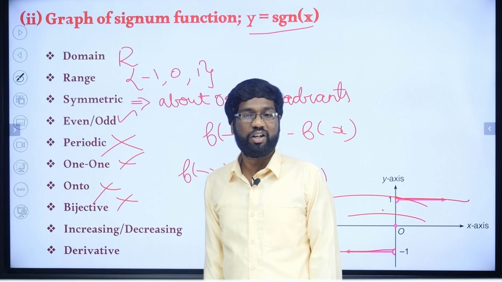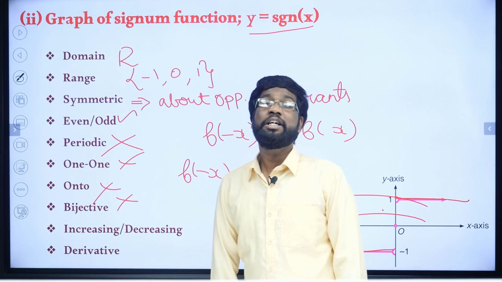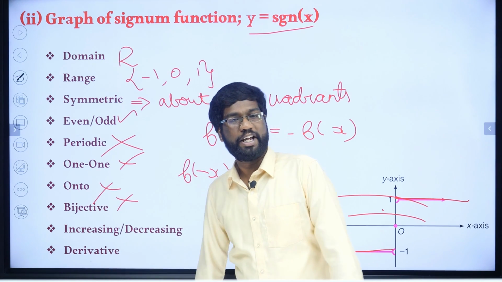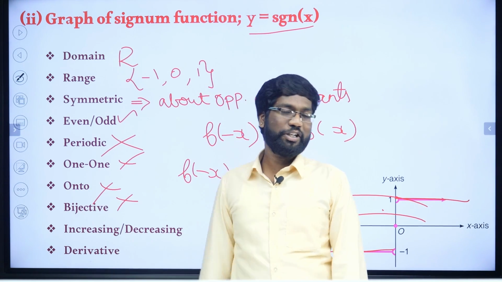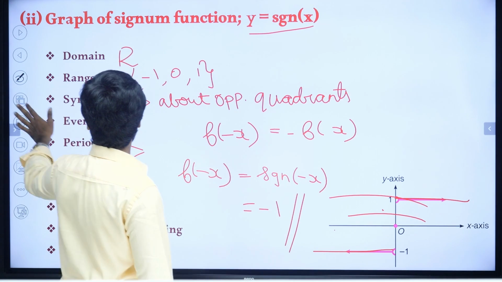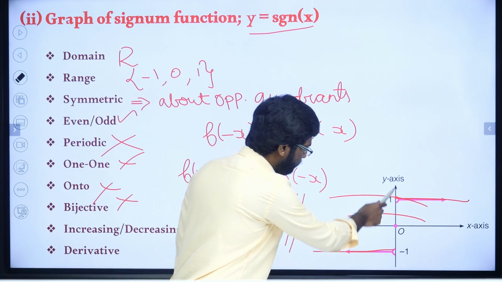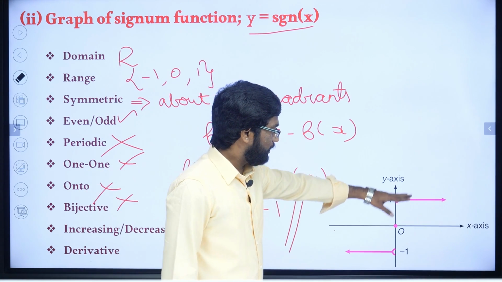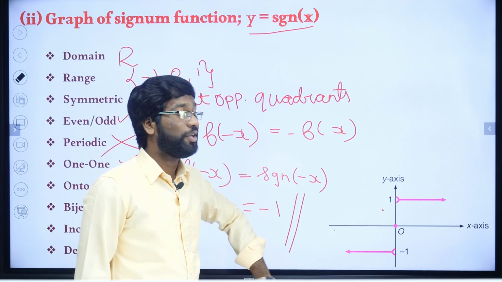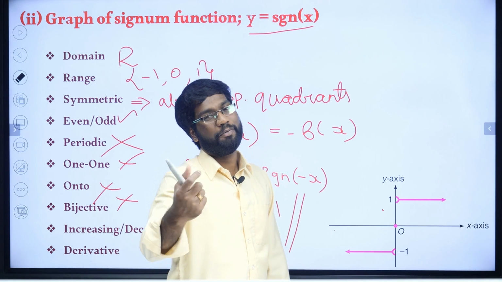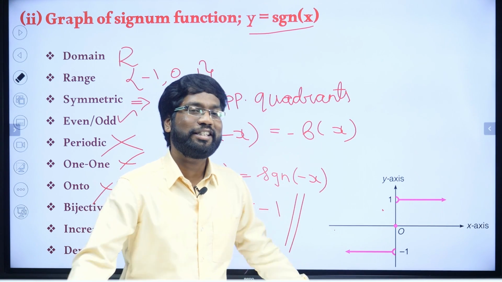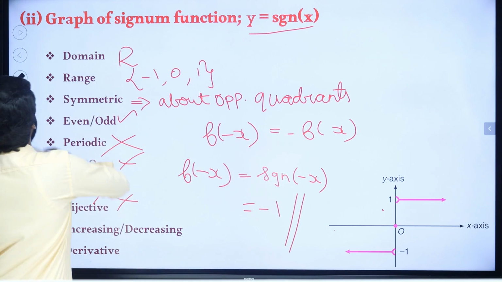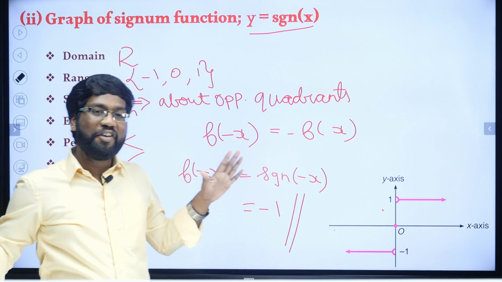Whether onto comes or not, it is strictly not a one-to-one function, so it is not a bijective function, my dear students. And this is increasing as well as decreasing, my dear students. Derivative, here it is the discontinuous graph, my dear students. So the graph is not differentiable everywhere, only differentiable somewhere. You have to find what is that somewhere, my dear students. I hope you understood it well, my dear students. That's all. I have said everything.